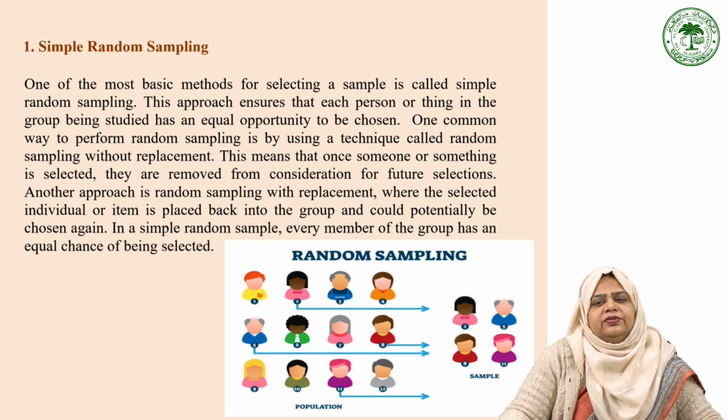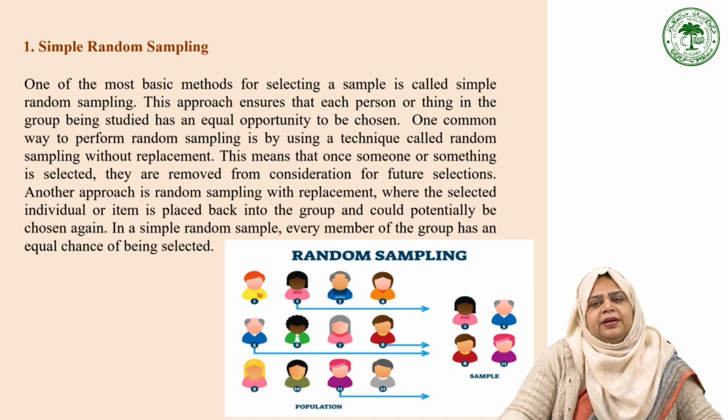One common method of random sampling is called random sampling without replacement, where you select someone or something from the population and then remove them. Another method is random sampling with replacement, where the selected individual or item is put back into the population, giving them another chance of being chosen.